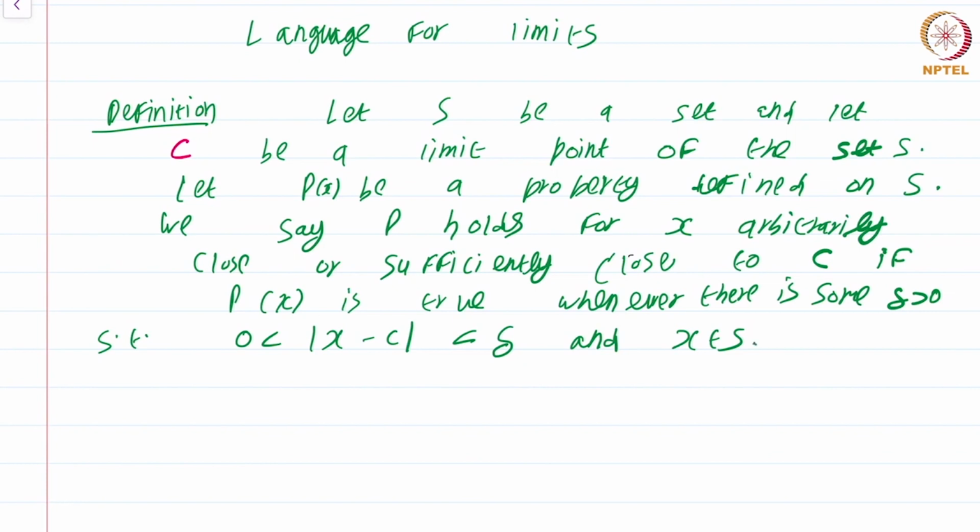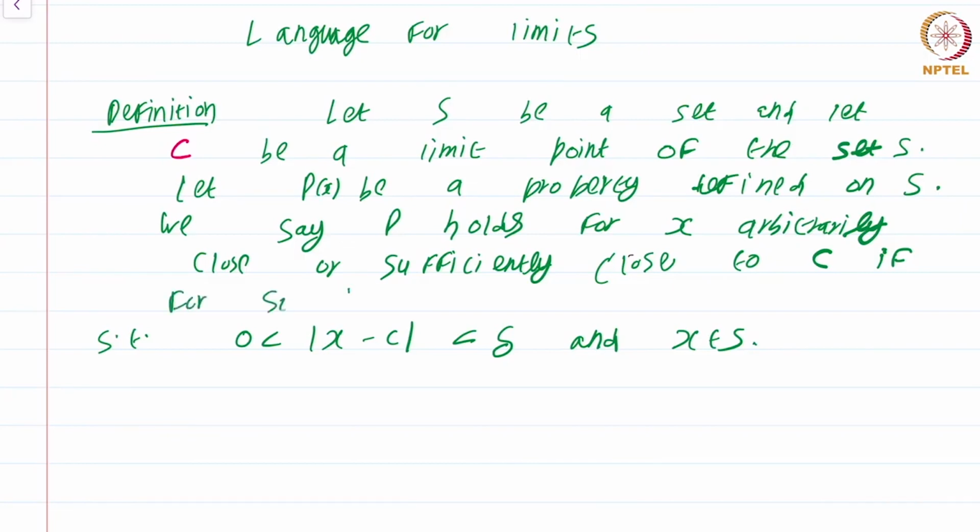So let's revisit this. You have a set S and you are choosing a limit point C of this set S. You have a property P of X defined on S. We say P holds for X arbitrarily close or sufficiently close to C if P of X is true whenever there is some delta greater than 0 such that 0 less than mod x minus C less than delta and x is in S. So to be 100% precise, if you don't mind, let me just reorder the way I'm writing so that things become clearer.